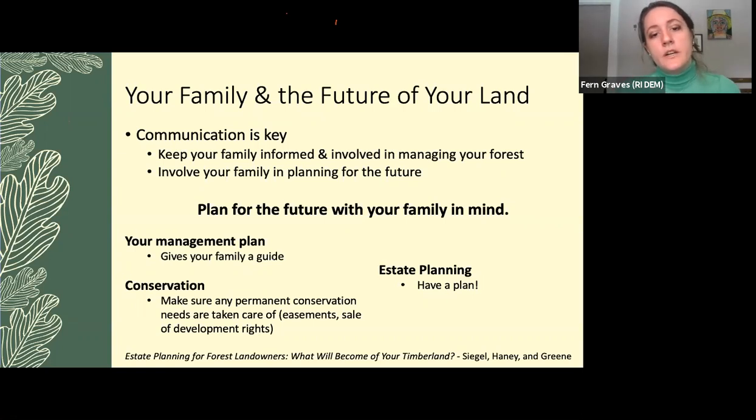And then you want to make sure that your forest management plan contains some estate planning. So our forest stewardship program does require that be included for a very good reason. If there's no plan and something happens, your years of forest management can be undone really very, very quickly.